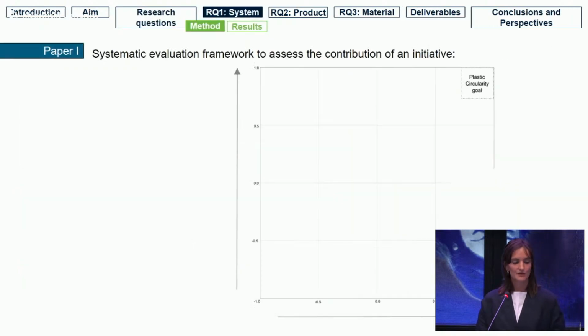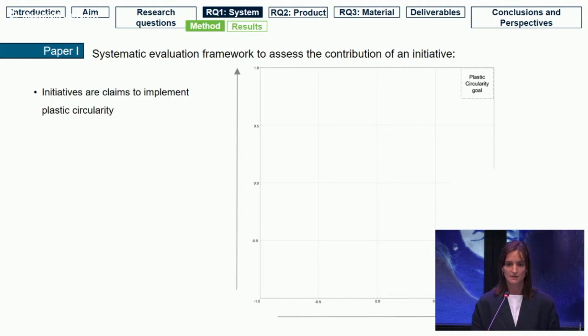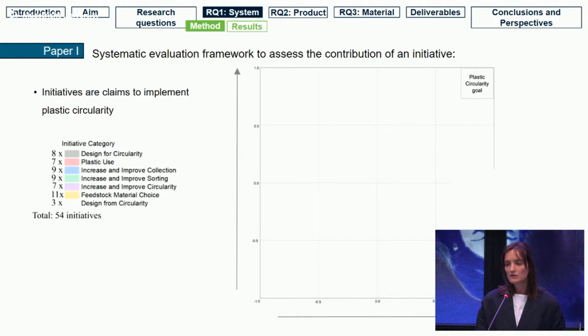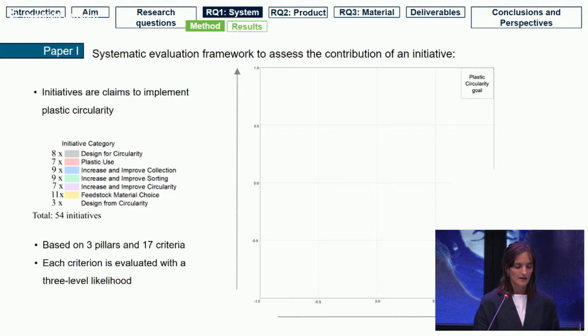So, if we zoom directly on the result of the first analysis, we chose initiatives because they represent a claim to implement plastic circularity. In total, 54 initiatives have been selected from a literature review based on academic papers, industrial reports, but also European Commission reports. They have been categorized in 7 categories based on their main focus. So, for example, some of them focus more on collection, others on sorting. Each initiative has been evaluated according to 3 pillars and 17 criteria in total.